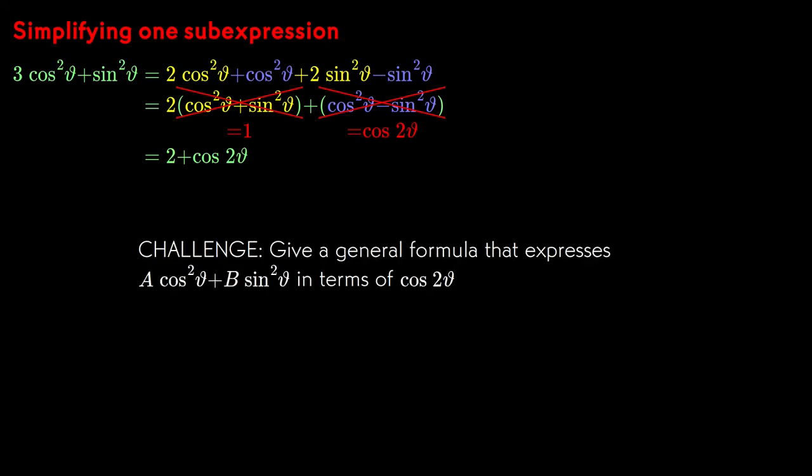This rewriting can be generalized. Can you come up with a general formula for A cos squared theta plus B sine squared theta in terms of cos 2 theta? Leave your answer in the comments.